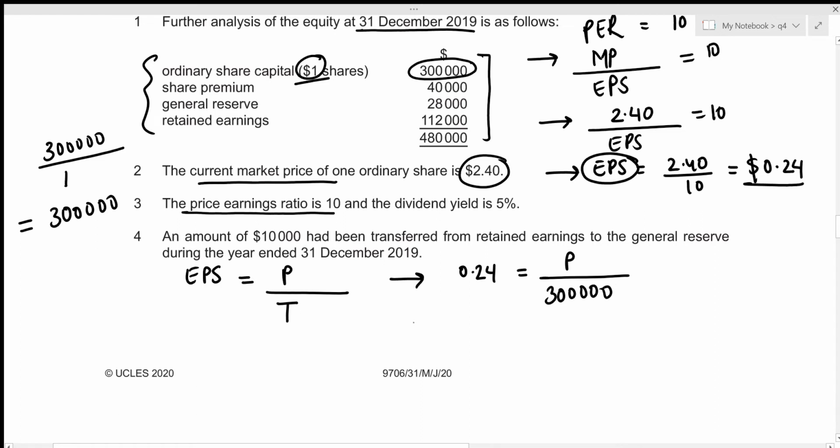Now we can easily figure out the profit for the year. So profit for the year is just going to be 0.24 times 300,000, which results in our profit for the year to be 72,000. Alright, then we have another ratio which is of dividend yield, and we are given that dividend yield is 5%.